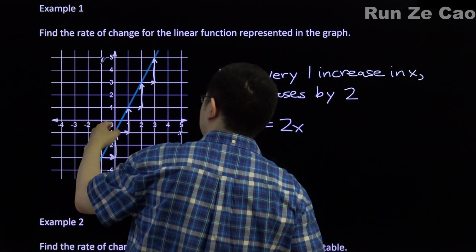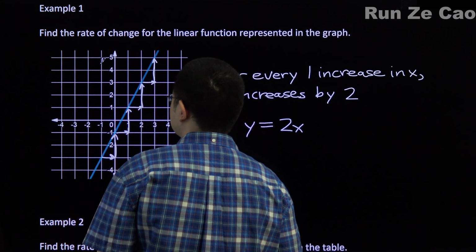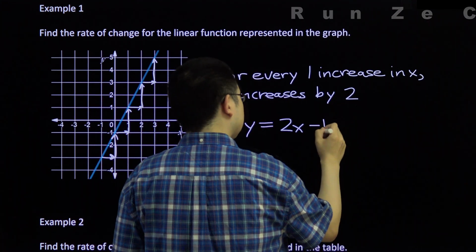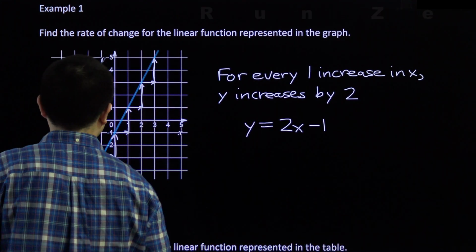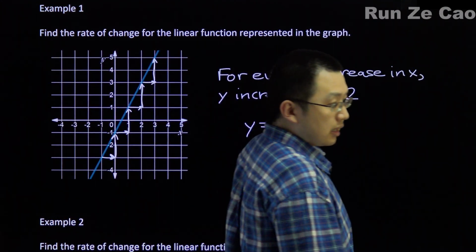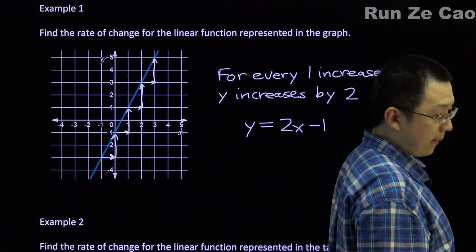And then, wait a second. If it was y equals 2x, it would pass through the origin. So we are going to move it to minus 1, so that when x equals 0, y equals negative 1.